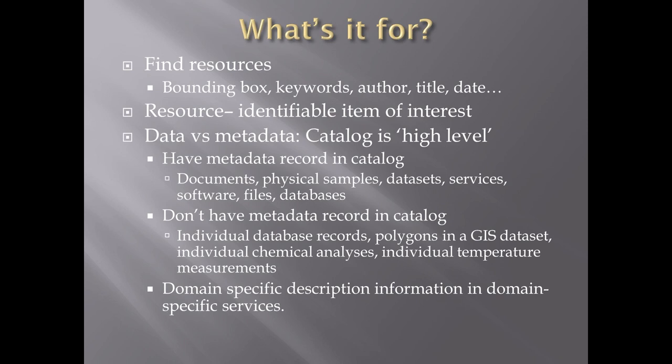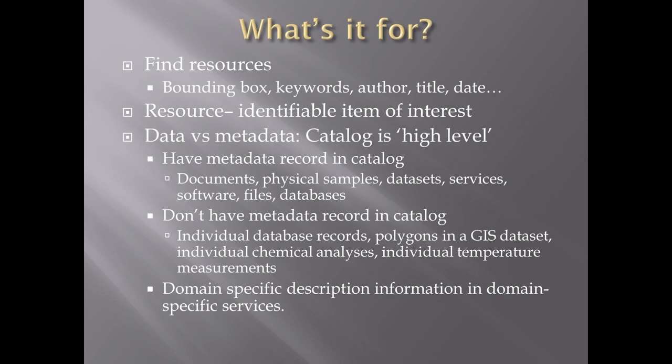One of the important issues we have to deal with in thinking about the catalog is the distinction between data and metadata. This is, of course, an ongoing metaphysical discussion in large part, but our approach is to keep it practical. The catalog is a fairly high-level resource. Things that have metadata records in the catalog would be documents, physical samples, data sets, services, software files, databases, things that are aggregate, individual units of information that somebody can search for and get as a unit. Whereas we don't create metadata records for things like individual chemical analyses or temperature measurements, so record-level or item-level discrete data, commonly called individual features in OGC terms.